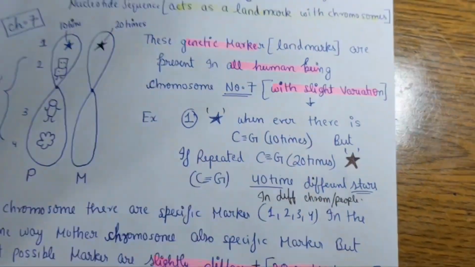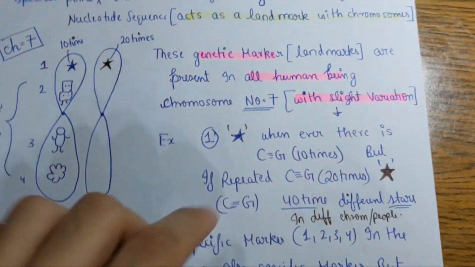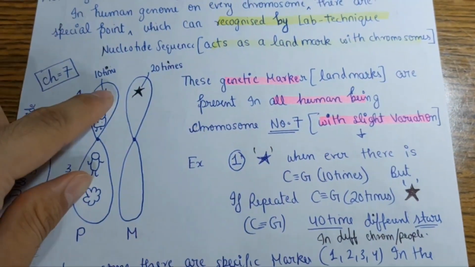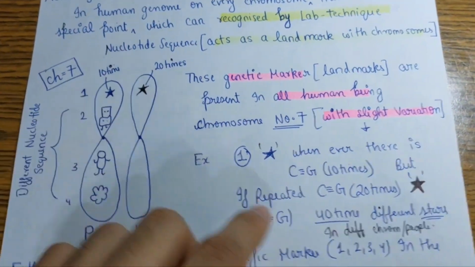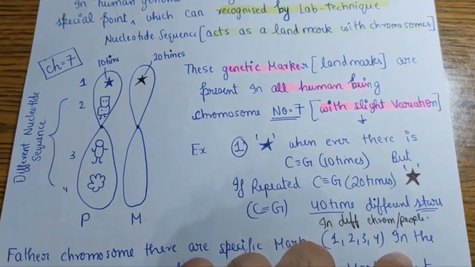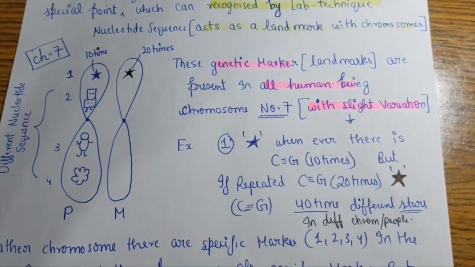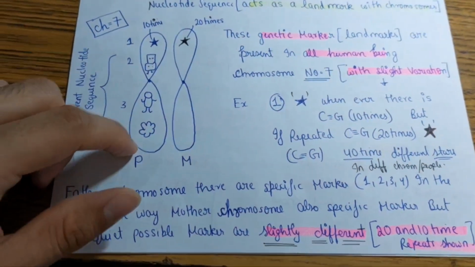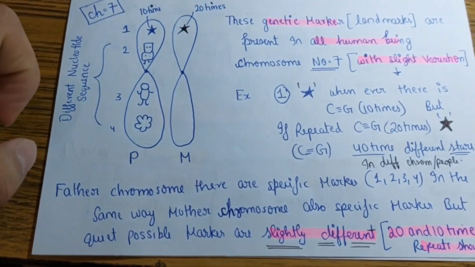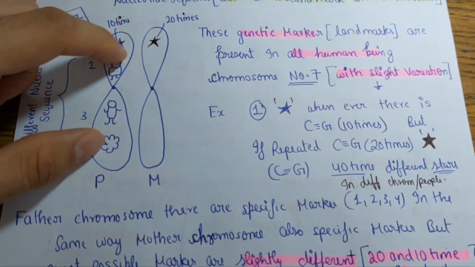What does this mean? We can think hypothetically that whenever there is a blue star, C triple bond G is going to come 10 times. This is our genetic marker here. But whenever there is a black star, C triple bond G is going to be formed 40 times. So they are the same genetic marker but with slight variation. As we can see on the paternal and the maternal chromosome, we have different genetic markers, which are specific, but these markers can be slightly different.